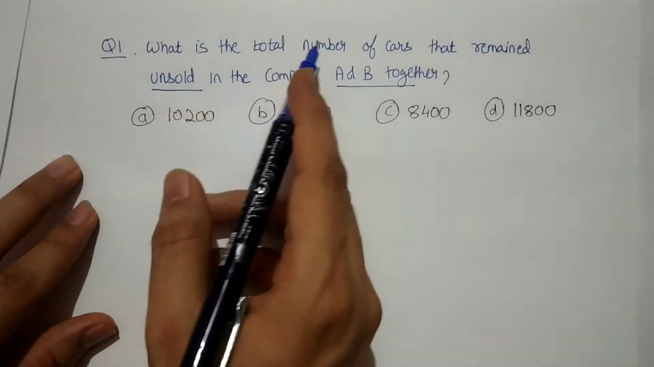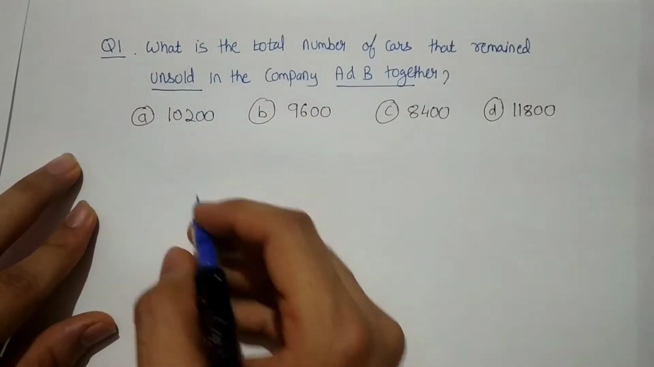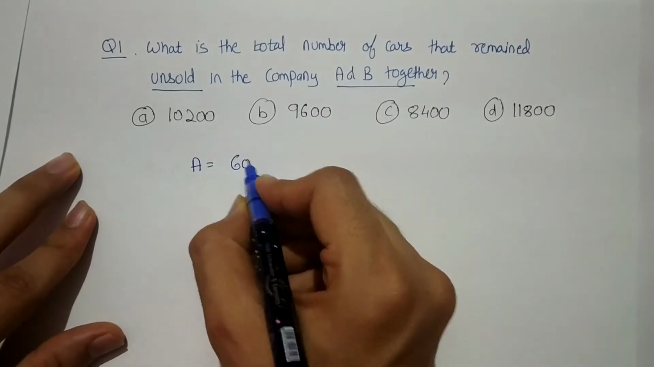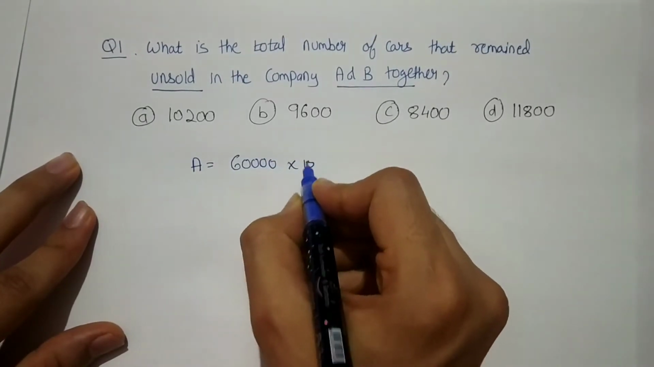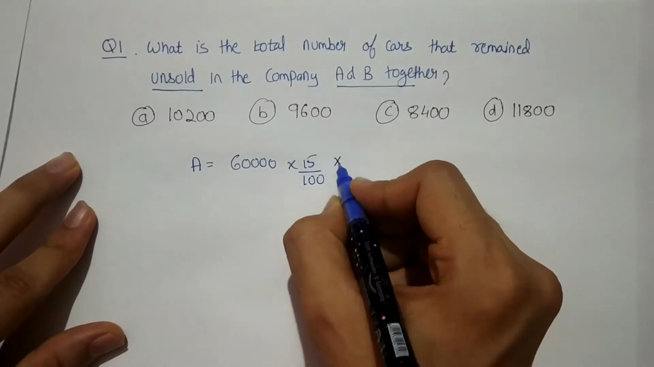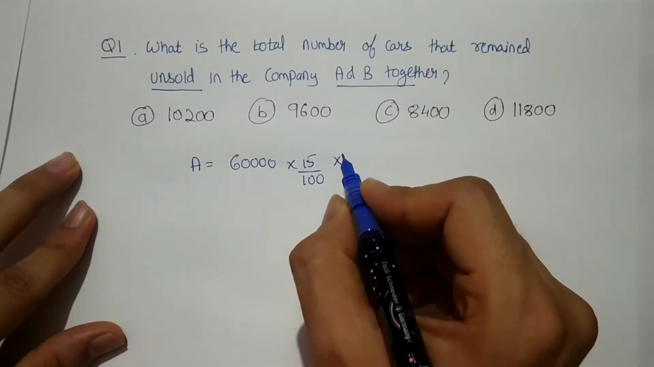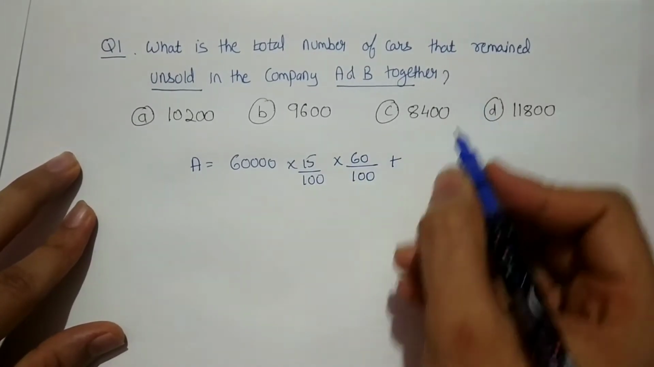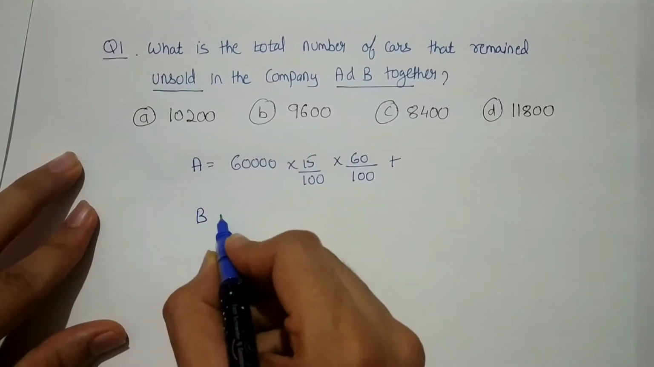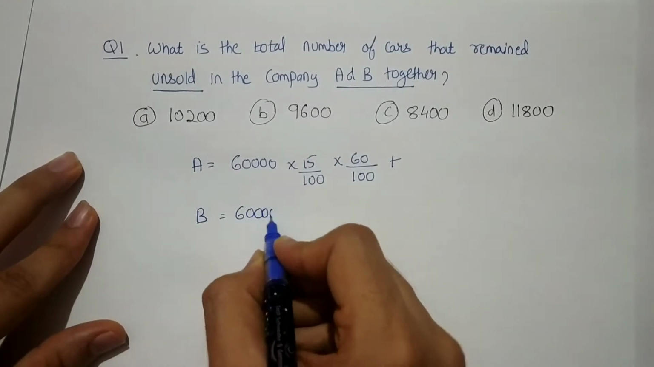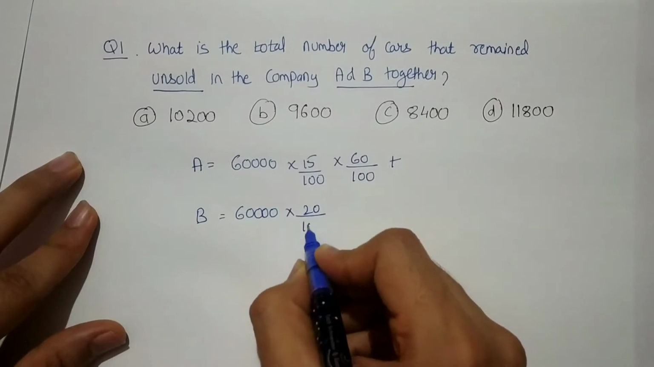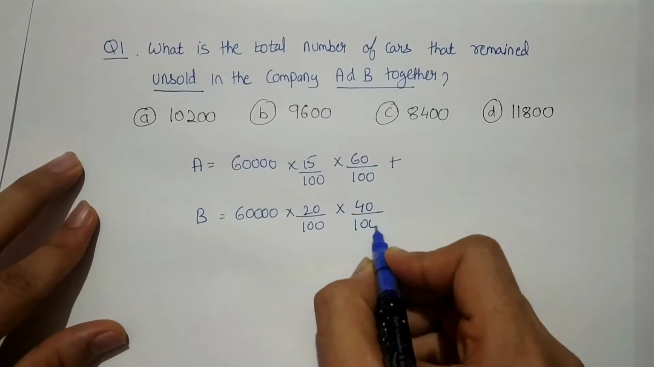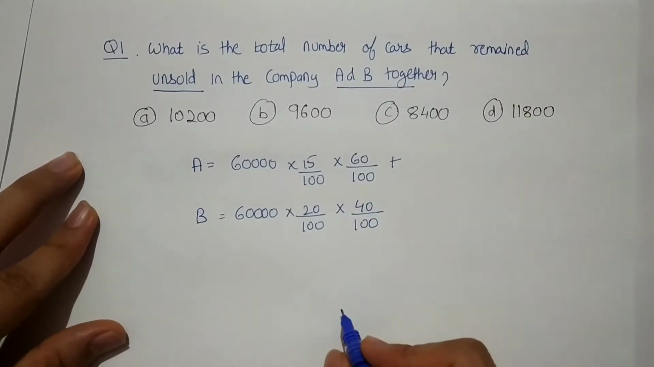So we have to find out what is the total number of cars that remain unsold. So for company A, it is 60,000 into 15 divided by 100 into, as I said, 40% we are selling, then unsold is 60%. Plus, we have to find out of B also. So what is the value of B? The value of B is 60,000 into 20% share into the cars which are unsold, which is 40%. So 60% they are selling, 40% remains unsold.